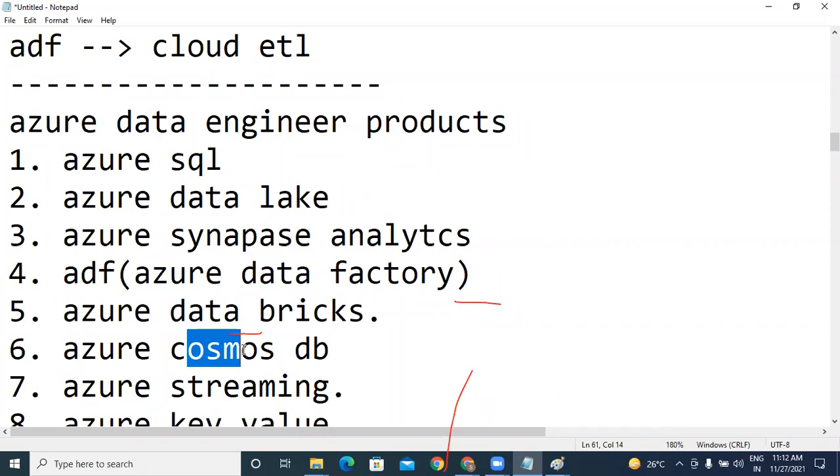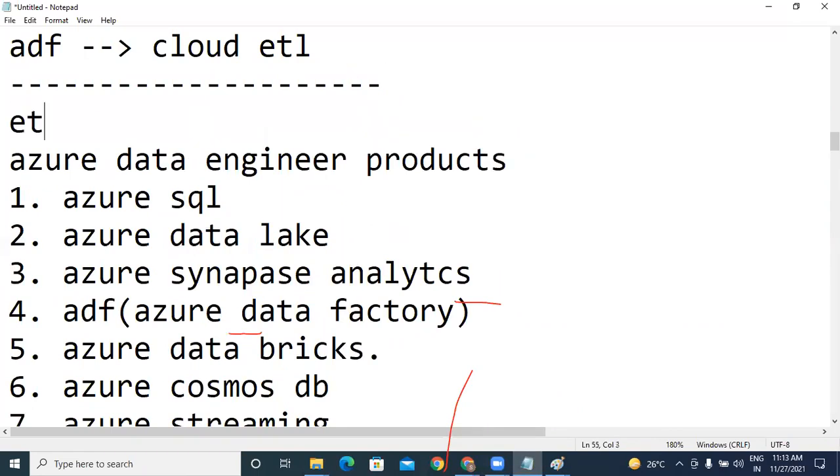But a lot of data is streaming. To capture the streams, Azure Stream. Understand? In this way, many products you have. Now, previously you were called ETL developer. Previously you were called ETL developer. Now you are called data engineer.